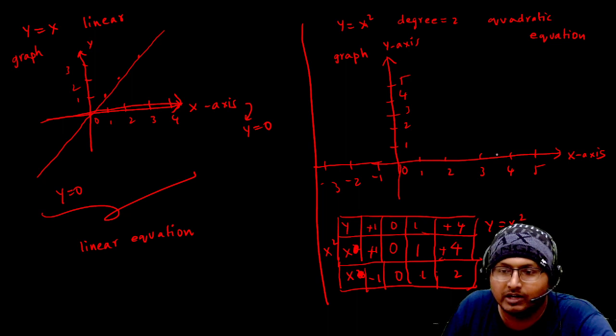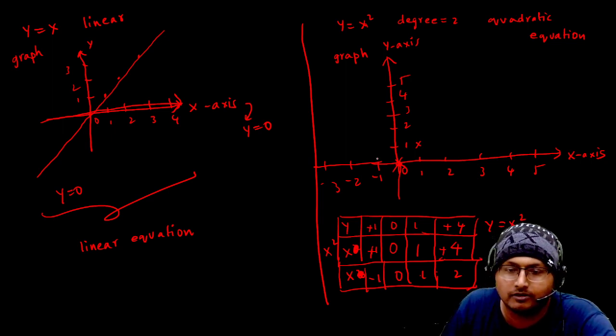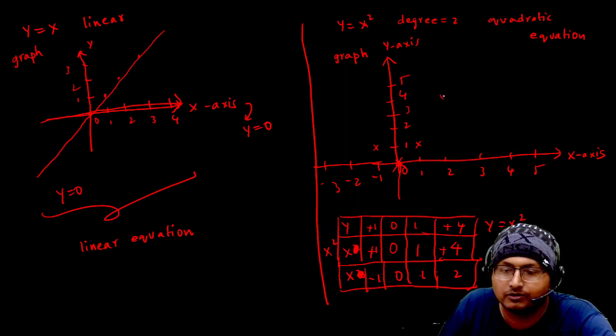So now we'll plot the points. For y equal to 0, x is 0, so this is the point. For x equal to 1, y is 1, this is the point. For x equal to -1, y is also 1. For x equal to 2, y is 4, and for -2 also it will be plus 4 only.